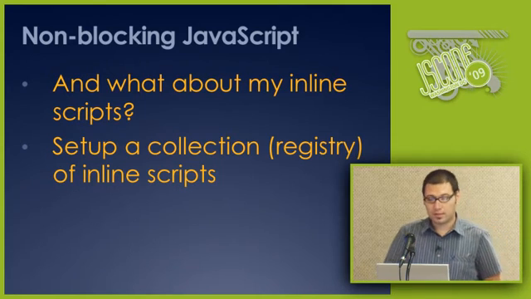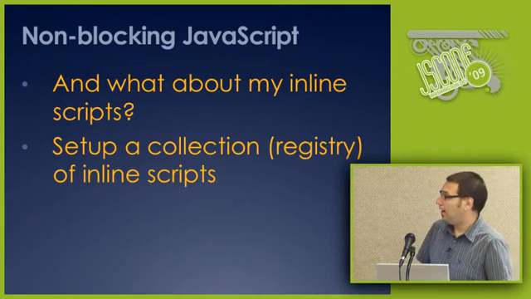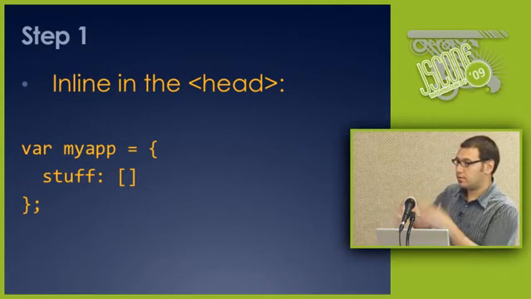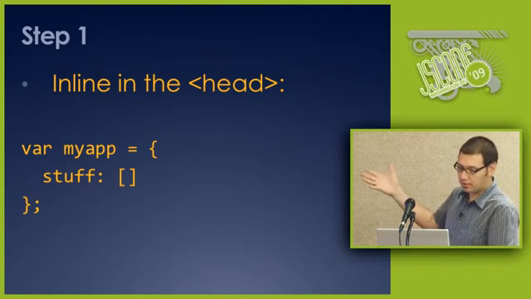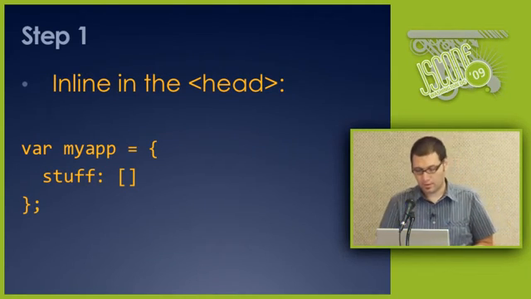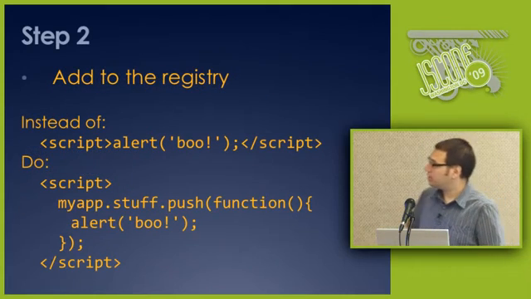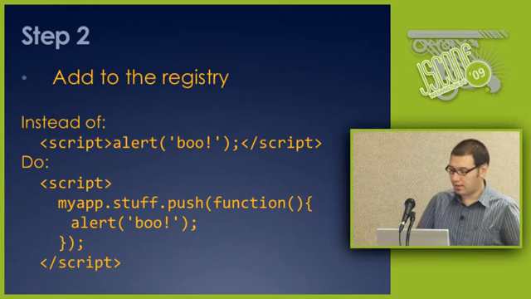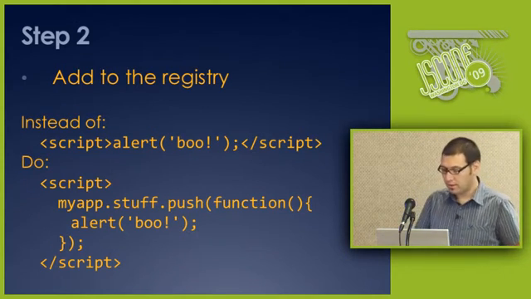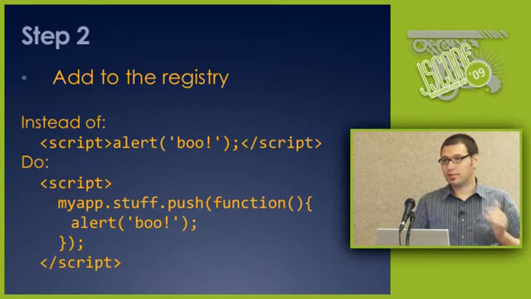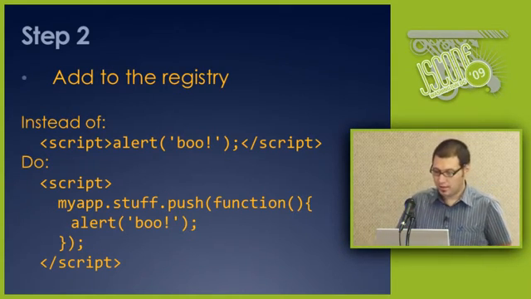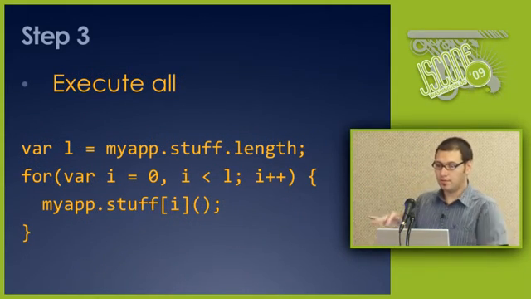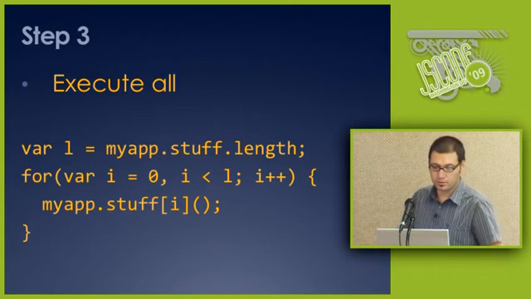So you can just set up a simple collection or a registry of all the inline scripts that you want to have. So the first thing is to have somewhere up in the head, just an array that will contain all your inline code. As you go in the HTML, instead of having inline script which gets executed right away, you push a function to this registry. And at the end of your main JavaScript, once it arrives, it will just loop through everything that you've added to this collection and execute all those inline functions.